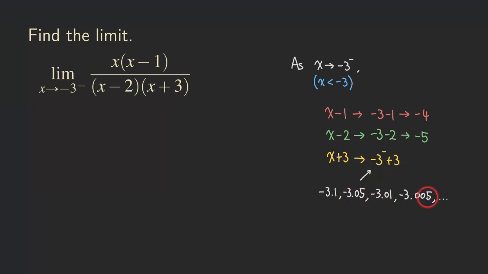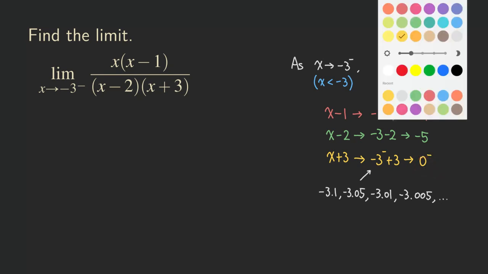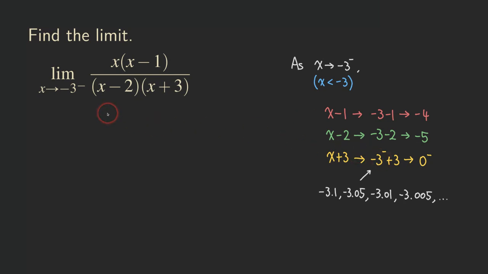Now if you take any of those numbers and add 3 to it, it's approaching 0, but it would be approaching 0 from the left. All those numbers are negative, and when you add 3 you get a negative number. So this factor is approaching 0 from the left, and whatever number you're getting is going to be negative. Now going back to the original problem.